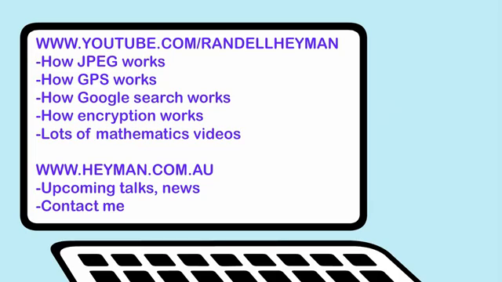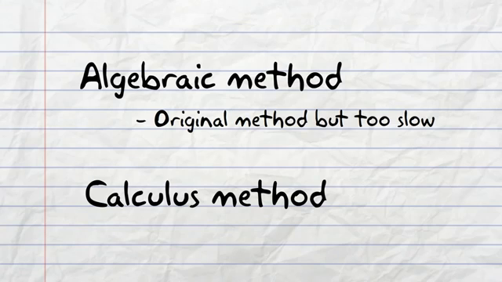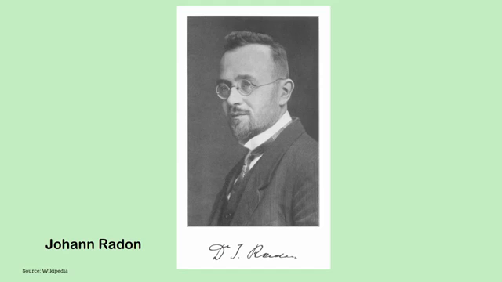Okay, so now let's talk about the calculus method. And to do that, let's go back to 1917. An Austrian mathematician writes a paper. It's a pure mathematics paper. It's got nothing really to do with CT scans or X-rays.